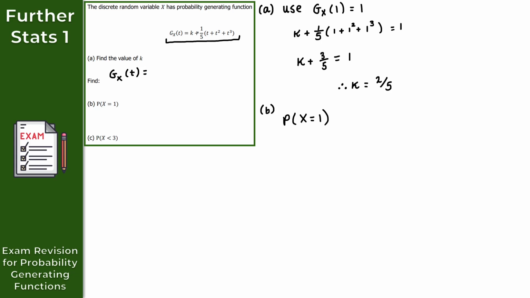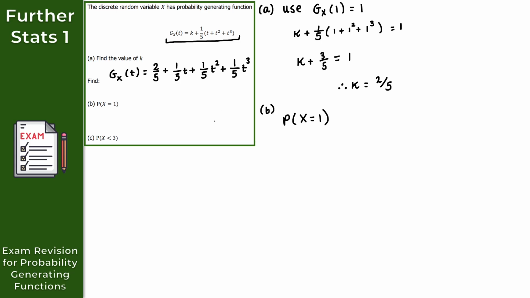And that is equal to k, which is 2 over 5, plus 1 over 5t plus 1 over 5t squared plus 1 over 5t cubed. So let me just write that down in full: 1 over 5t, 1 over 5t squared, and then 1 over 5t cubed.